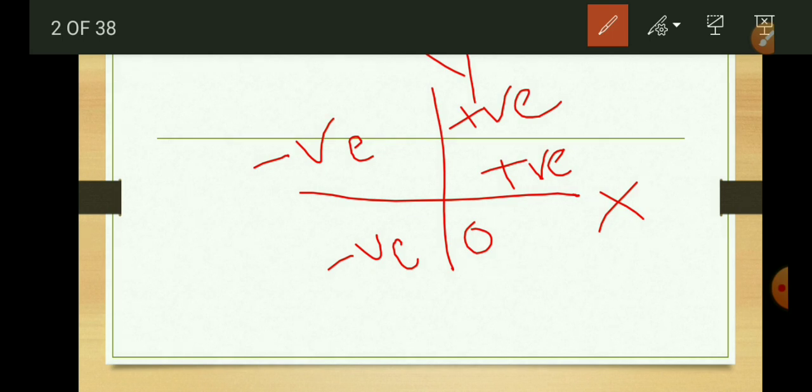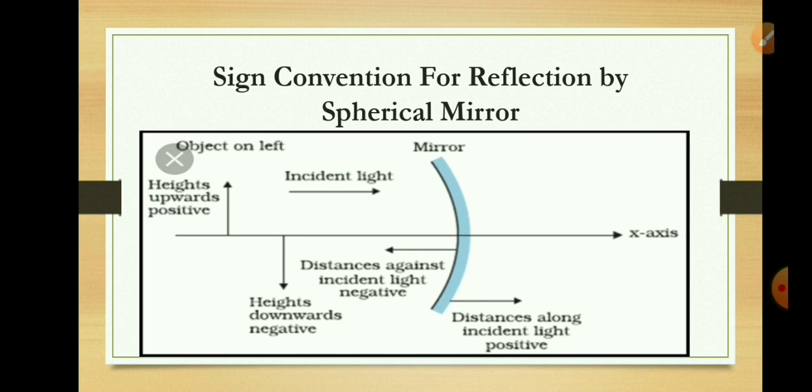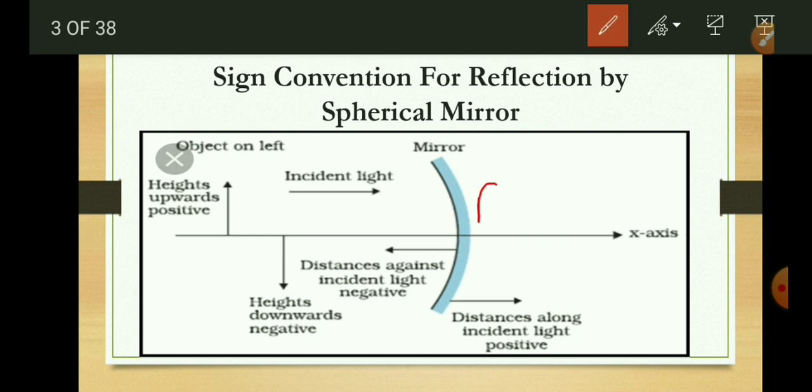We can correlate this with spherical mirrors. In case of spherical mirrors, the pole of the mirror is considered as the origin. We can see in this diagram. See, the pole of the mirror is considered as the origin and the principal axis is considered as the x-axis. The points to the left of the pole are considered negative. So, all the points which are to the left side of the pole are considered negative and the points which are on the right side of the pole are considered positive.